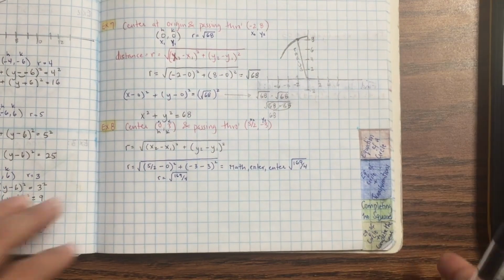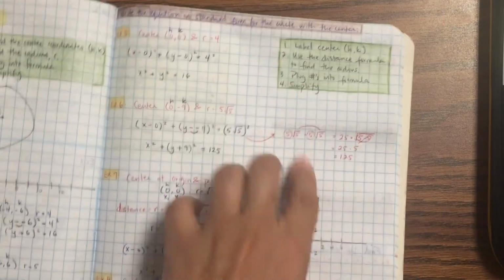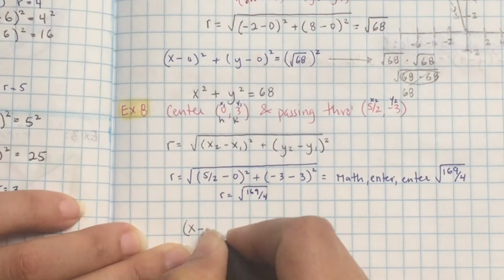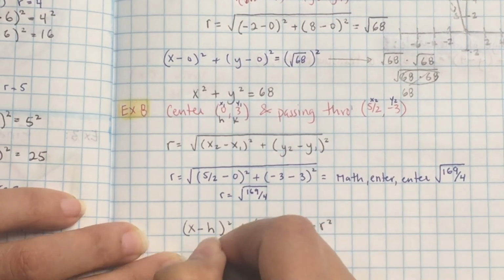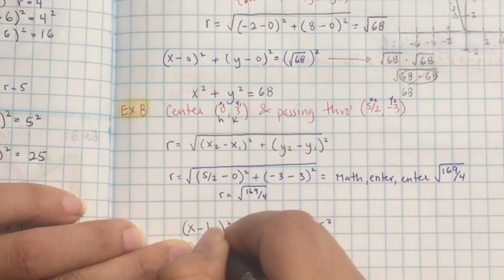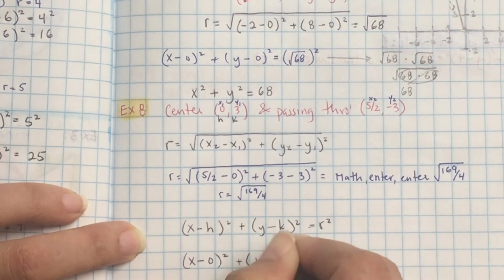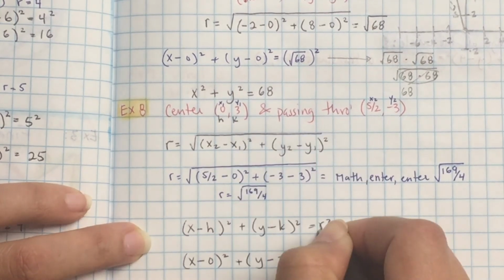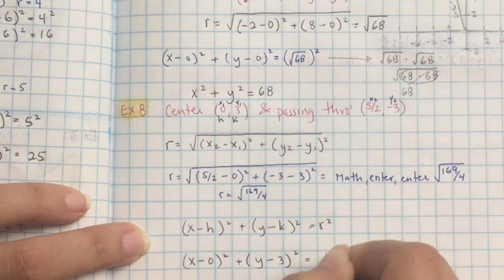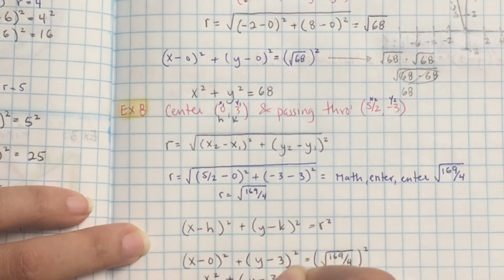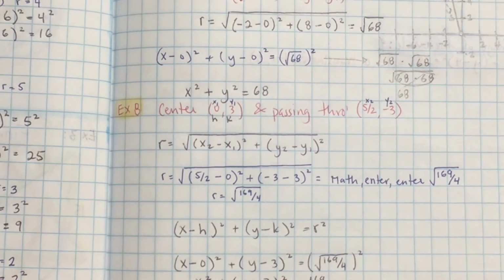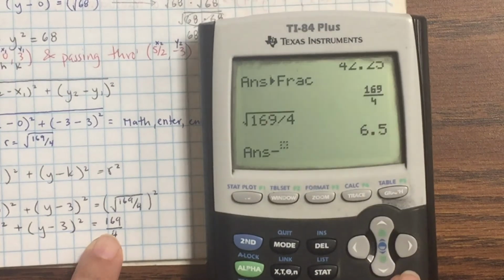Alright, so now that I have my radius, and I have the center, I can find the equation of my circle. So all I got to do is plug it into the equation of a circle, which remember is x minus h squared plus y minus k squared equals the radius squared. So plug in the numbers, x minus h, which is 0 squared, plus y minus k, which is 3 squared, equals the radius squared, which is square root of 169 over 4 squared. Alright, so simplify, that's going to give me x squared plus y minus 3 all squared equals, and the same thing twice with the square root is just 169 over 4.